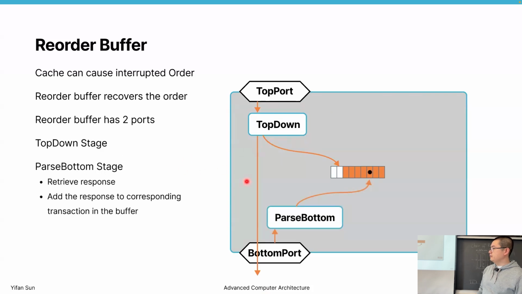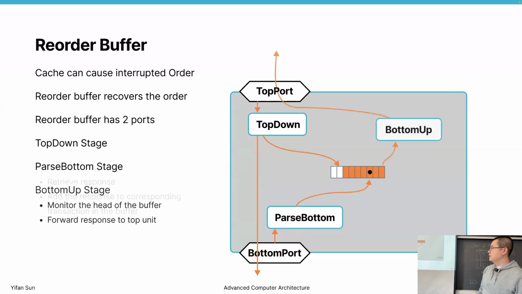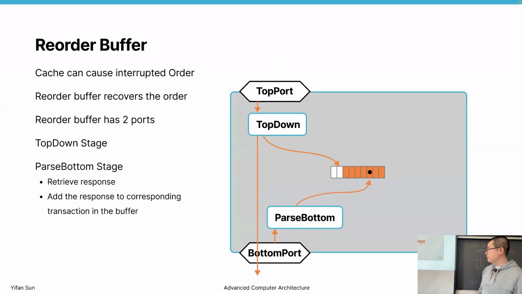Then parse bottom takes the request from the bottom port, then takes the response from the bottom port. You can consider it read only for now. Then take the data from the bottom port. I changed the spelling here; I forgot to change it in the slides before. Then process the response from the bottom port, find the corresponding transaction, and simply put it there.